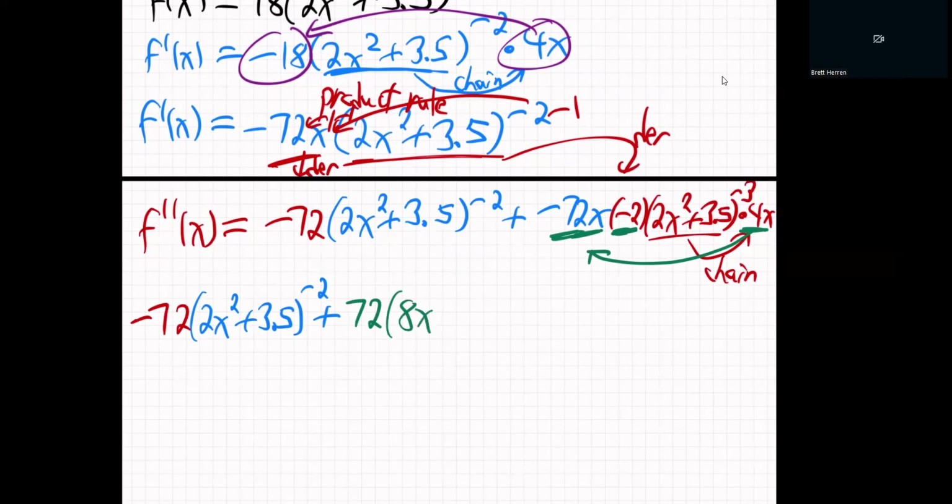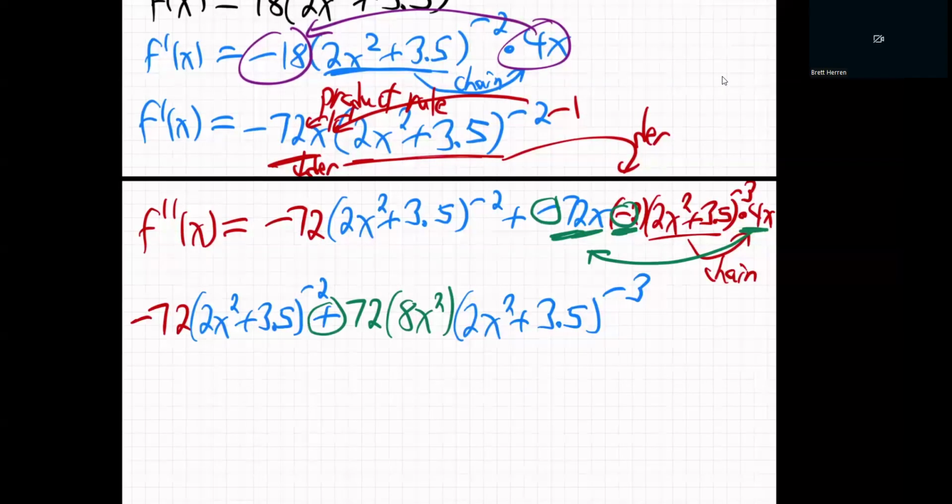Times 8x squared. It might not make sense what I'm doing. Times 2x squared plus 3.5 to the negative 3. I'm going to show you in a minute. But what it is, I took that 4x and I multiplied the x and the negative 2. It's two negatives, by the way, and two negatives make a positive, right? Okay, and then I just left the 72. Why? Because there's another 72.